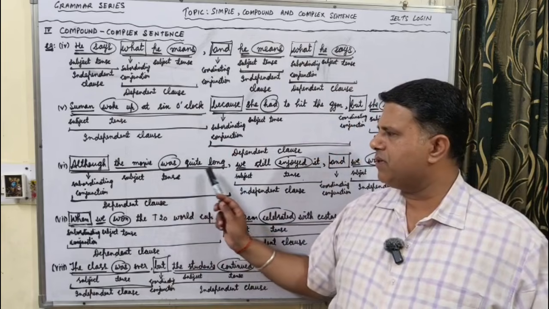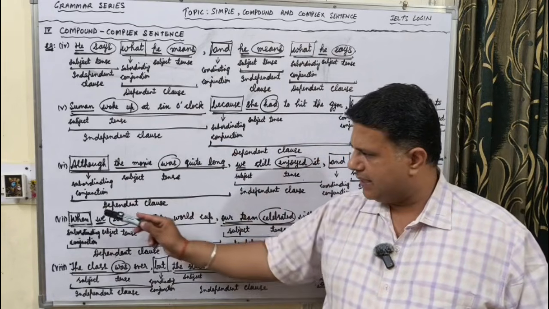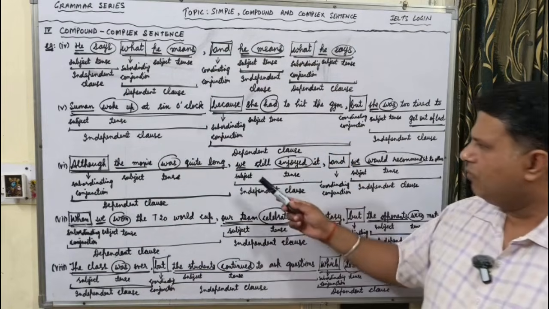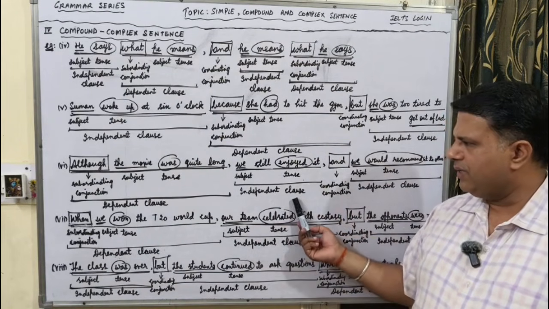So although the movie was quite long, although is the subordinating conjunction, the movie is the subject, was is the tense element. This is a dependent clause. We still enjoyed it. We is the subject, enjoyed is the tense element. We still enjoyed it.